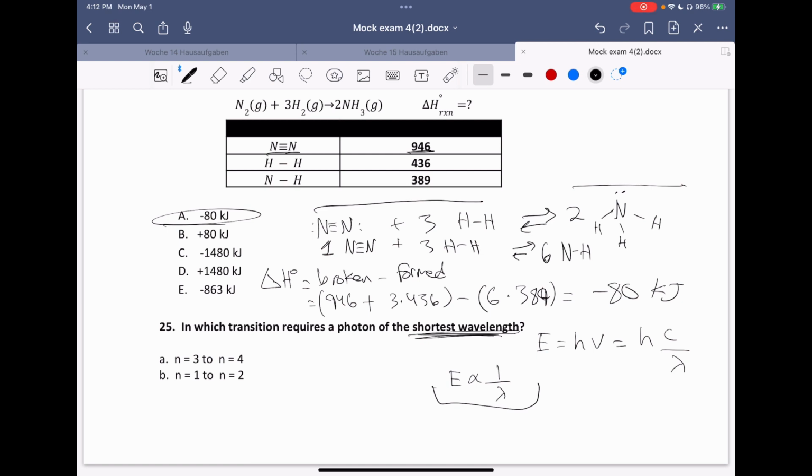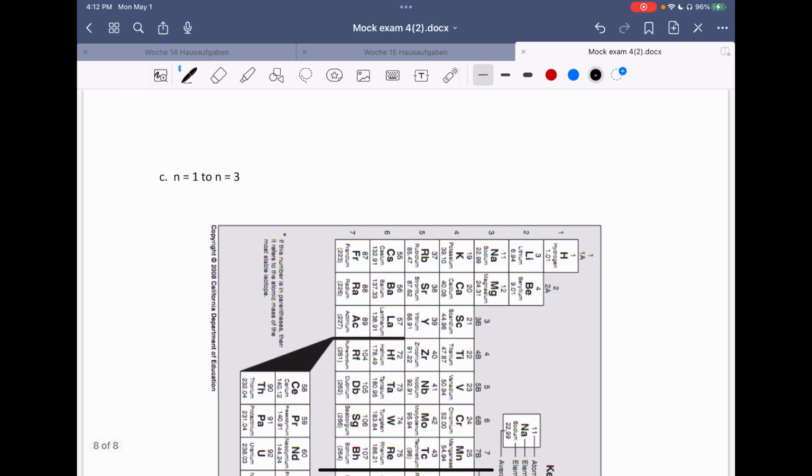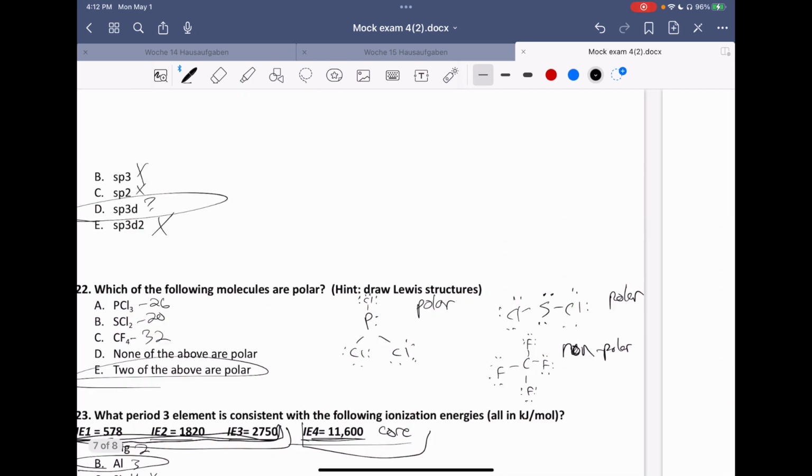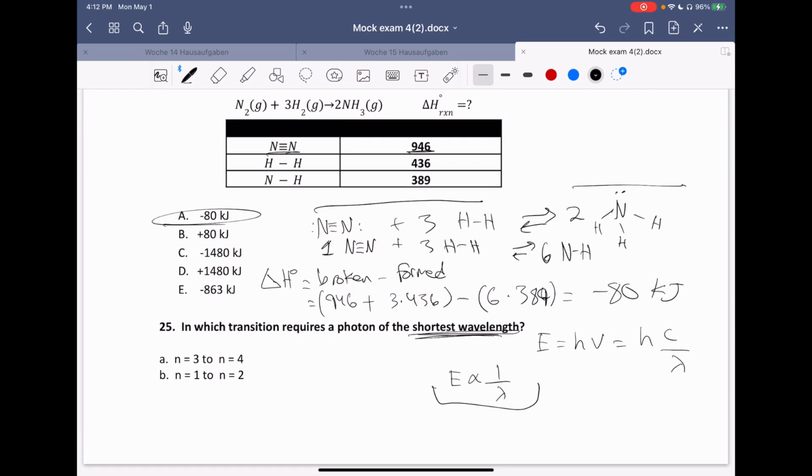So we have answer choices n equals 3 to 4, 1 to 2, and then 1 to 3. There's only 3 choices. I don't know if you guys remember the energy level diagram: 1 is here, and then 2 is here, and then 3, and then 4. They get really close to each other. So we know it can't be 3 to 4 because those are really far out and close to each other. It doesn't take much energy to move between those energy levels.